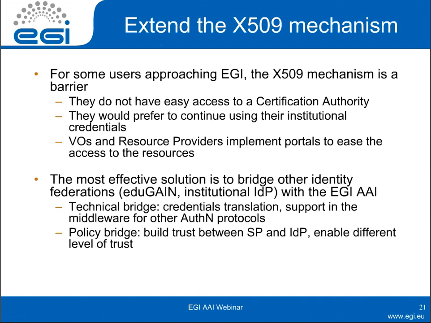We need credential translation or to extend the support in the software we have, our services, to support these technologies. In particular, the credential translation is important because we cannot expect to support every possible technology in every service. So a credential translation that can translate, for example, SAML to X509 will be very handy and almost transparent for the user to access everything they need in EGI. But we also need to have policy in place to build trust between the service providers and the identity providers, as we did together with IGTF. And we want to enable different levels of trust in EGI, because again, there's no need to always have an X509 certificate with ID verification for everything you're going to do.